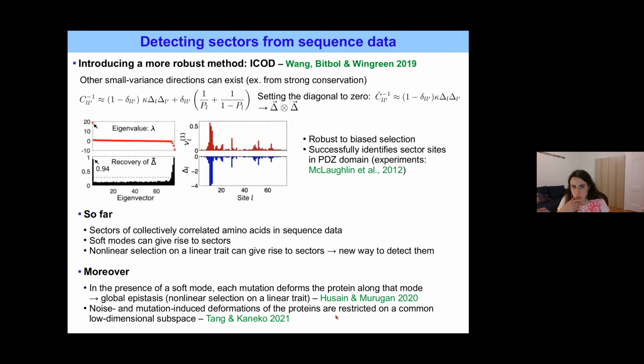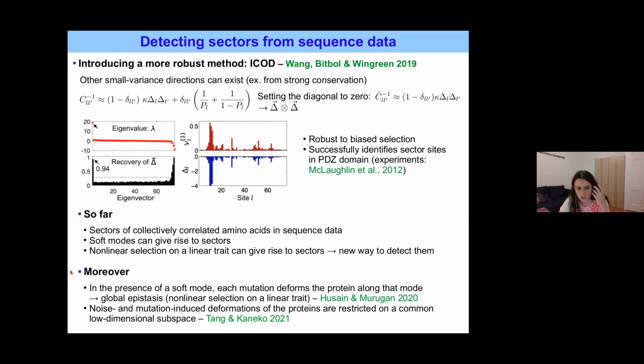Okay, so we also introduced a more robust method in order to find the sectors, in order to address the fact that there may be other directions of low variance in the data. And I won't go into the details because it's a bit technical, but just to summarize a bit. So far, we've discussed the sectors of collectively correlated amino acids in sequence data. We've shown that they can arise from soft modes and also from nonlinear selection on a linear trait.